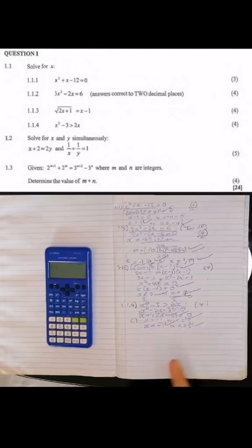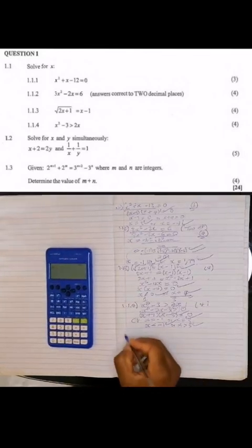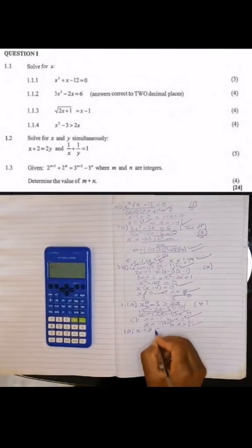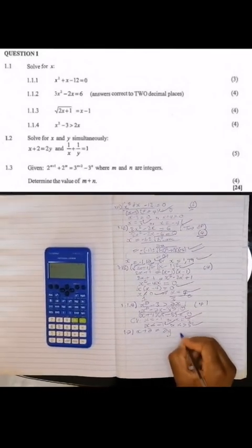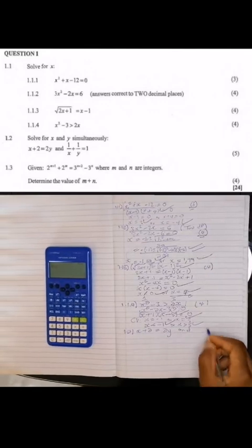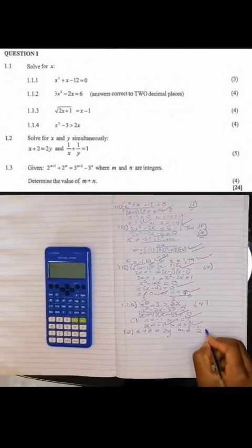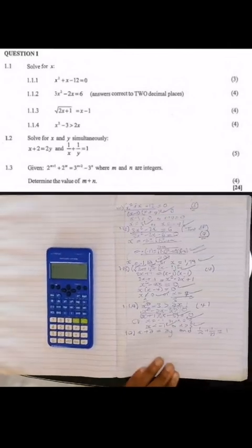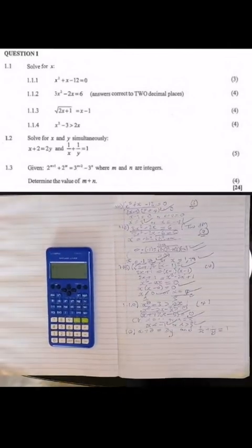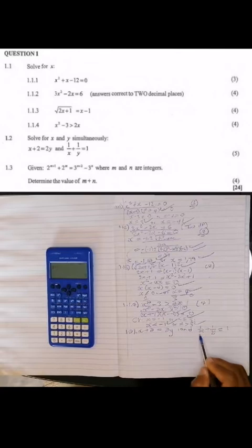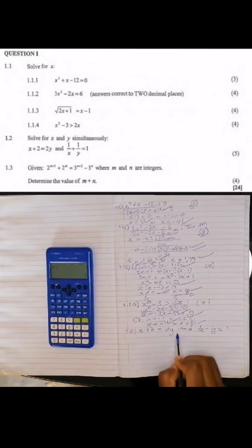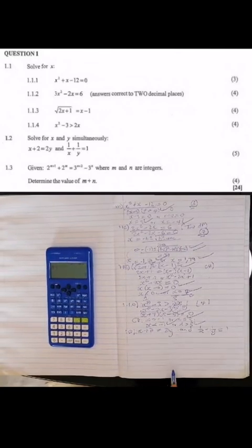And then now we come back to solving x and y simultaneously. So now we go to 1.2, which is x plus 2 is equals to 2y, and 1 over x plus 1 over y is equals to 1. In this case, we look at our 2 equations and we find the easiest one so that we can make one of the unknown to be the subject of the formula.